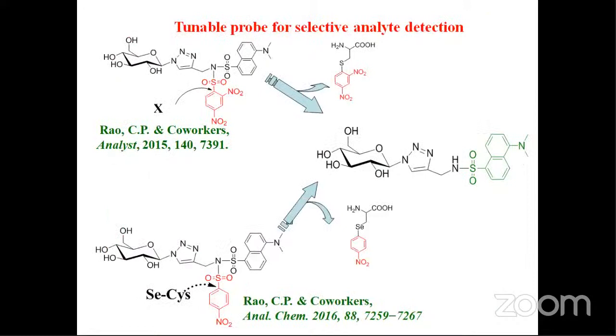And finally, you can see that by tuning the electron withdrawing group on the benzene sulfonyl moiety of this triazole-linked glyco moiety of the dansyl derivative, we can easily distinguish selenocysteine as well as cysteine among the biologically important amino acids.